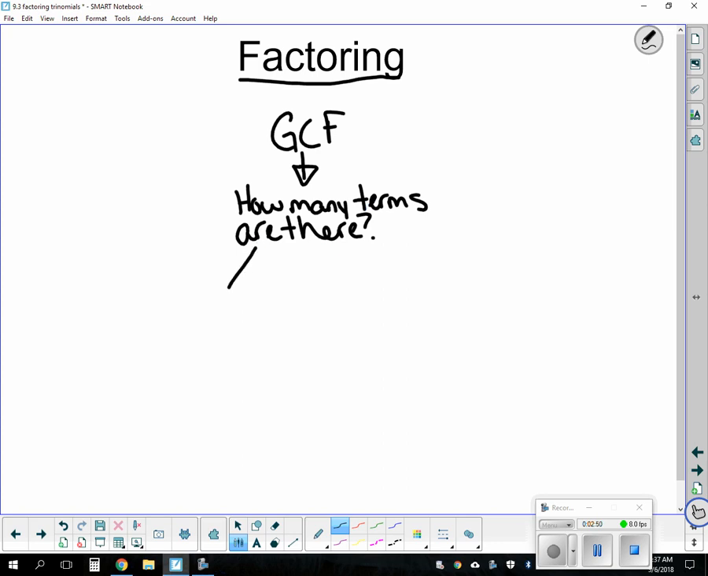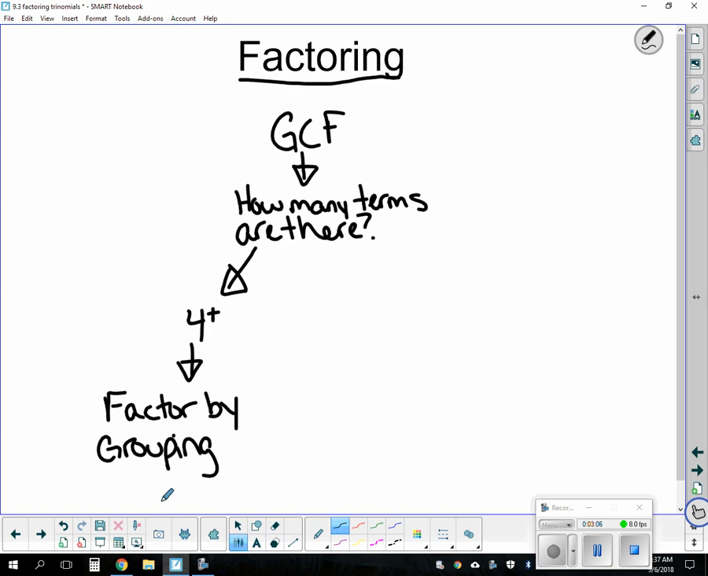If there are 4 or more terms, we know what to do. That was the last lesson. If there's 4 or more terms, then we factor by grouping. And you're watching 9.3, so hopefully you have already passed your mastery check on 9.2, and you are good with factor by grouping. You passed your mastery check on 9.1, so you're good with pulling the GCF out.